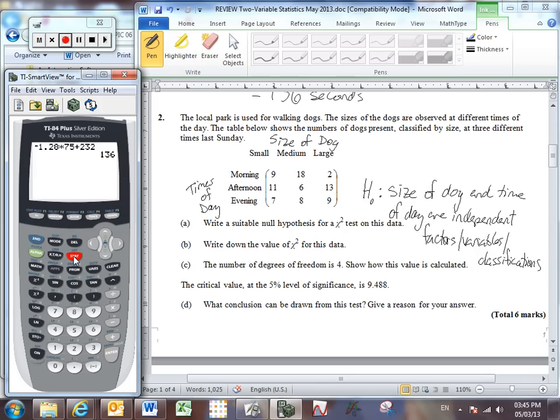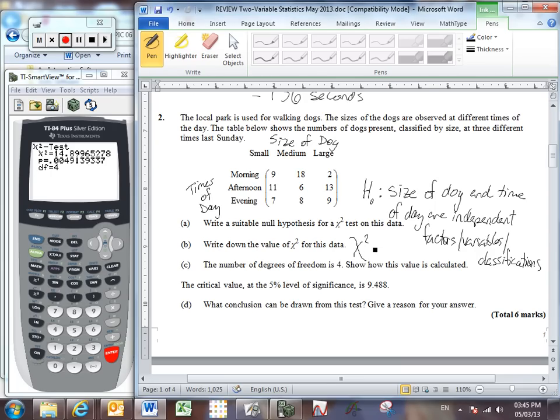And now we'll perform a chi-squared test. We'll say stat tests and go up to option C. That's the chi-squared test. And we're going to do a chi-squared test on, yes, our observed matrix, which is indeed matrix A. So let's go straight down to calculate, and our value of chi-squared I can see is 14.899. Well, that's close enough to 14.9, isn't it? So chi-squared equals 14.9. The number of degrees of freedom is 4.